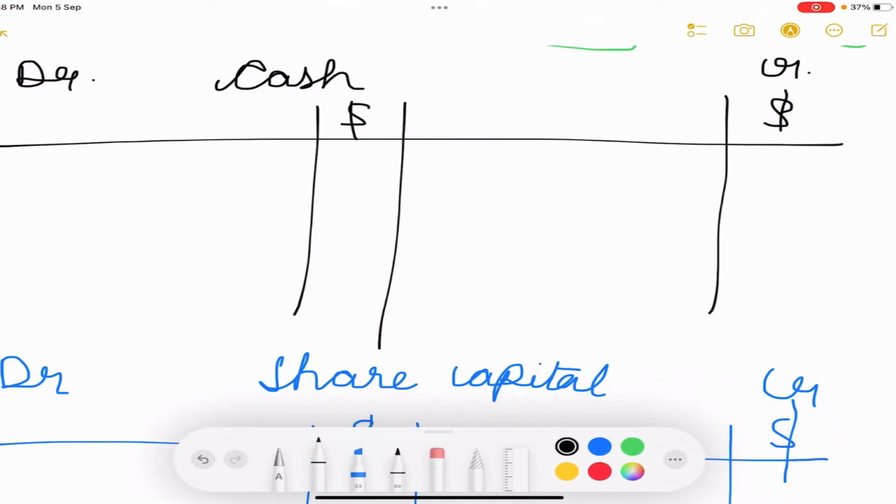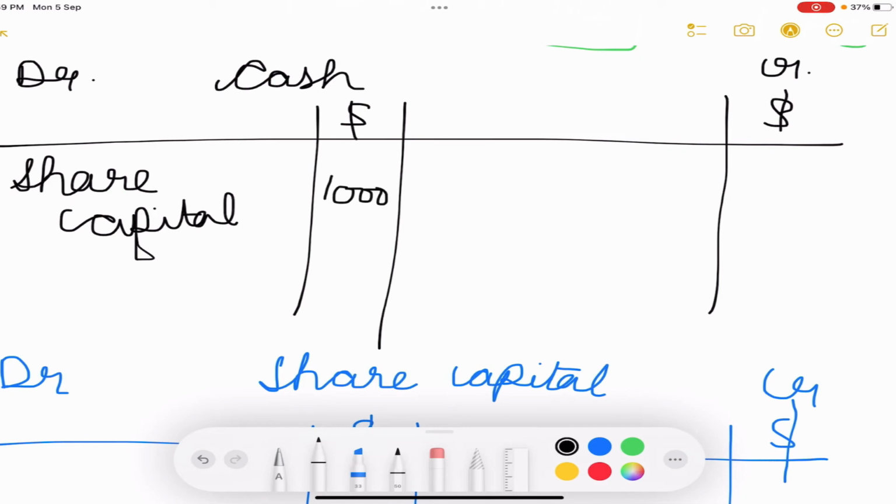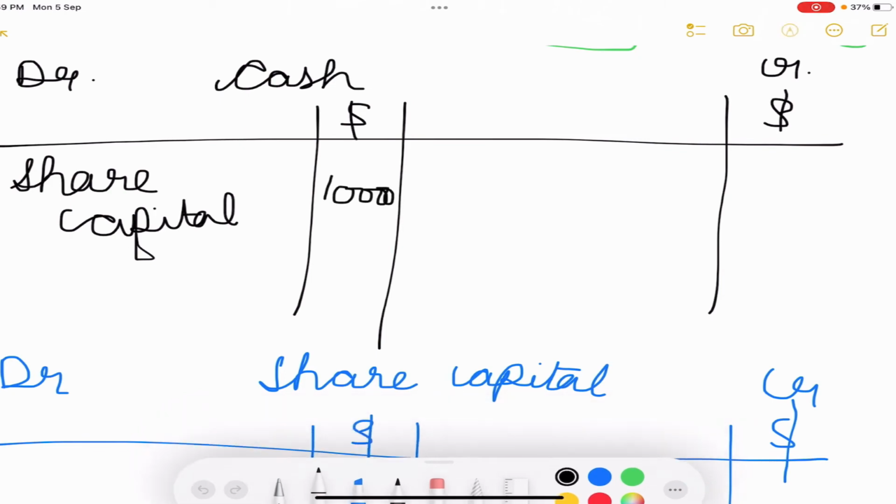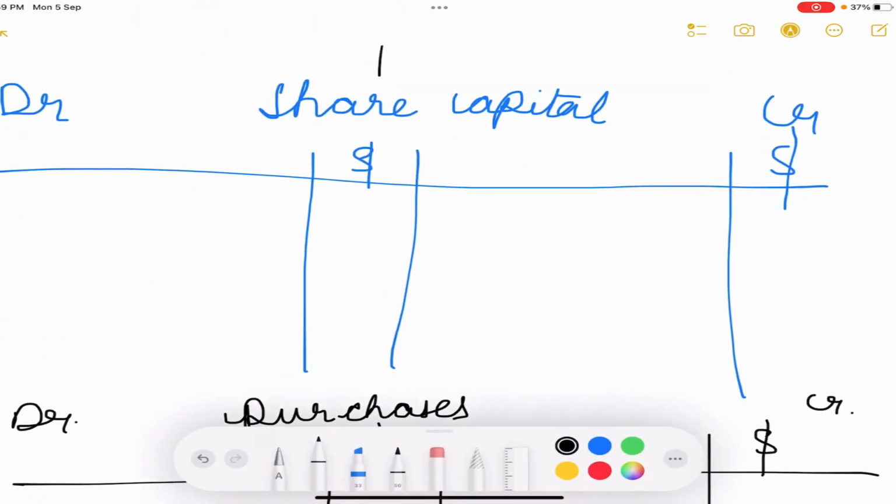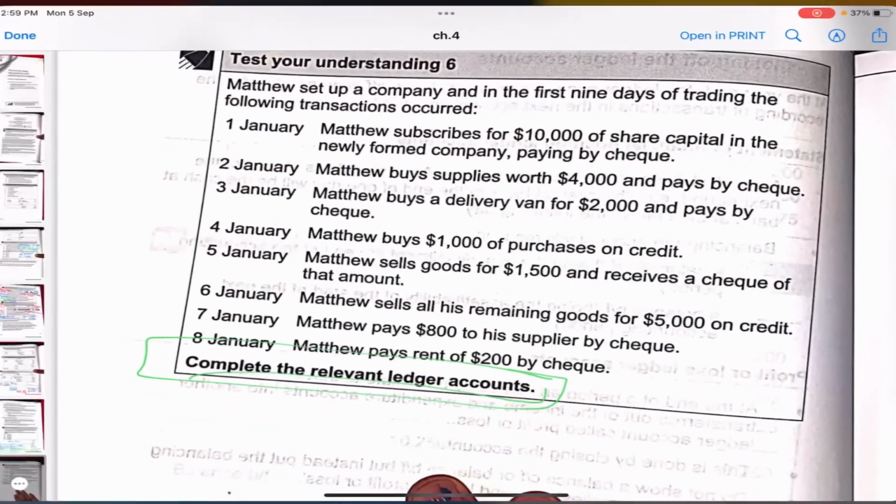Okay, sorry, my mic was not working. So it is cash. Sorry, this is cash account debit to share capital, right? So what is it here? It is nothing but $10,000. That's what is given in the question, right? Now let's go to share capital and write cash, which is nothing but $10,000. So that's the first question.